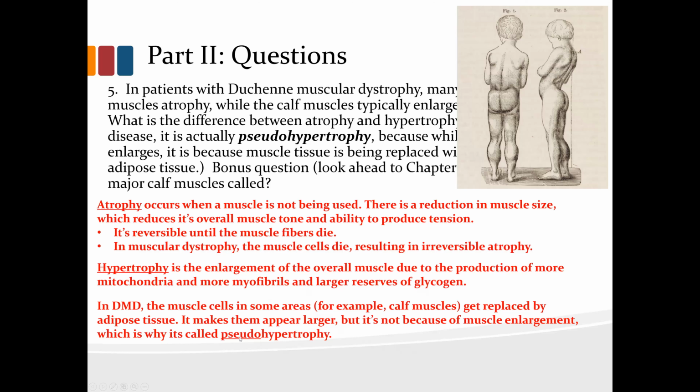And so here's a picture of someone in early stage of Duchenne muscular dystrophy. So you can see that they have these enlarged looking calf muscles, although muscles in the other areas of the body become smaller and weaker. And to answer the last question, the two major muscles of the calf are the soleus and the gastrocnemius.